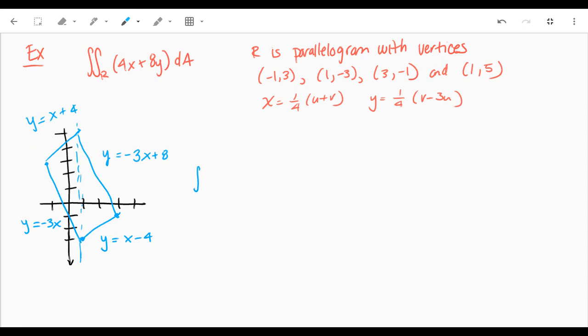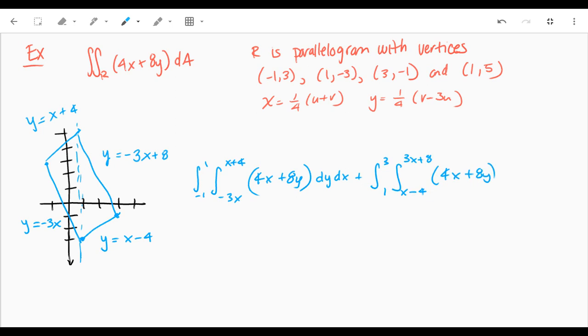Again, we'd have to do -1 to 1, x plus 4, -3x, 4x plus 8y, dy dx, plus your integral from 1 to 3, x minus 4 on the bottom, -3x plus 8 on the top, 4x plus 8y, dy dx. It's not awful, right? But we're going to see how the transformation would help us.